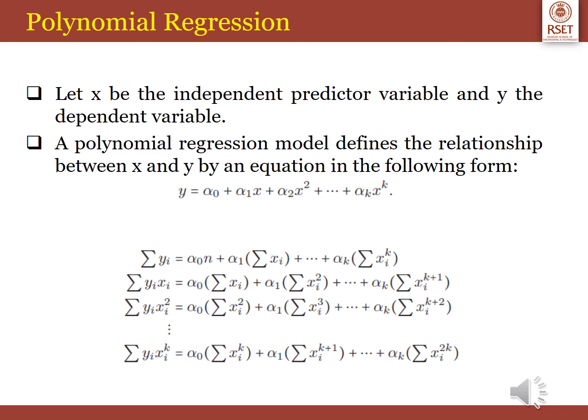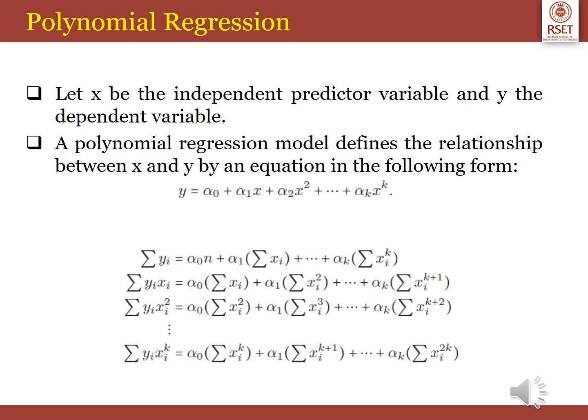To determine the optimal values of the parameters alpha naught, alpha 1 etc. up to alpha k, the method of ordinary least squares is used. And the values of the parameters are those values that minimize the sum of squares. That is, E is equal to sigma i equal to 1 to n yi minus alpha naught plus alpha 1 x plus alpha 2 xi square plus etc. up to alpha k xi raised to k, the whole square. So this term should be minimum.